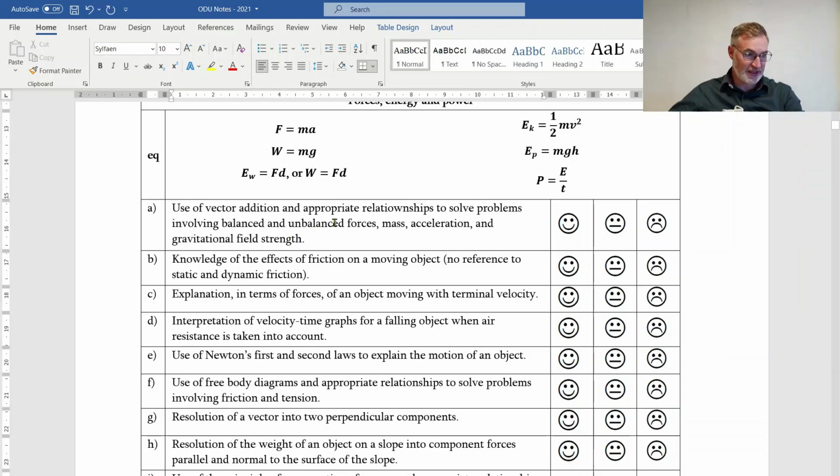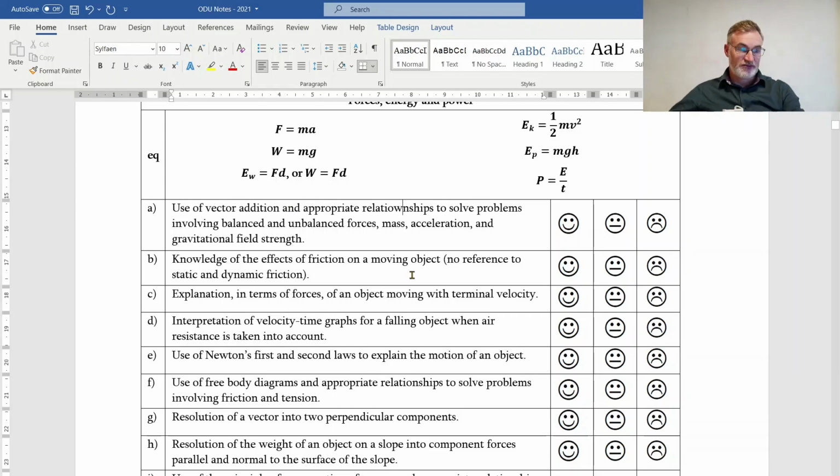So let's break this down a little bit. Vector addition: specifically, what we're going to do in this lesson is look at vector addition only in one plane. So that will be a horizontal plane or a vertical plane. Resolving the forces from that is as easy as adding or subtracting them.